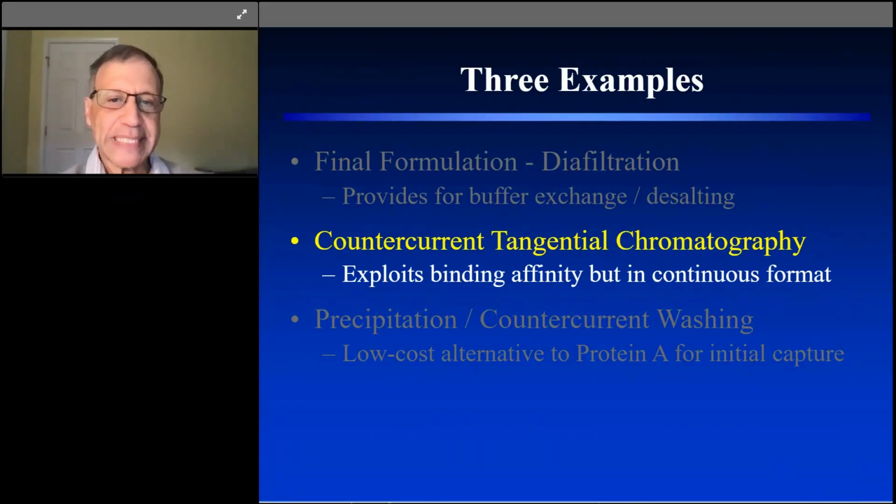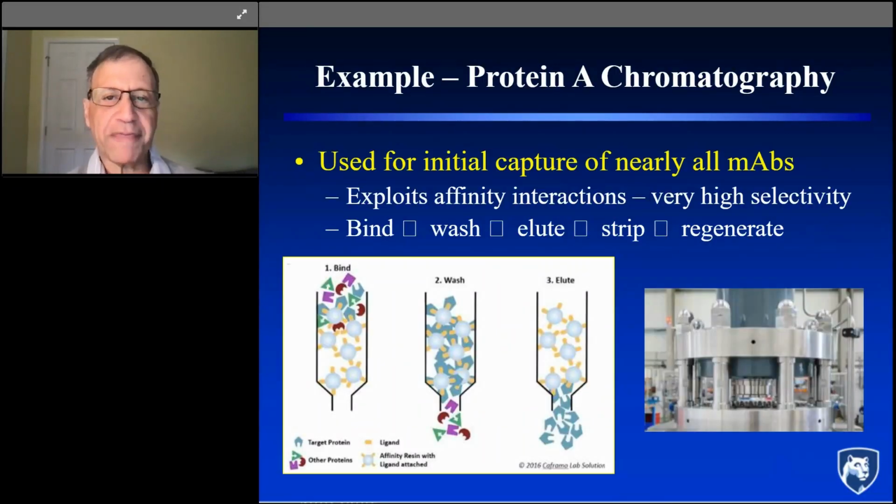Now I want to switch gears and talk about another example, countercurrent tangential chromatography. Most of you are probably familiar with protein A chromatography, which is used for the purification of essentially all monoclonal antibody products. In this case, one takes a protein A ligand, covalently links it to the pore structure of a chromatography resin, and then packs that into a column.